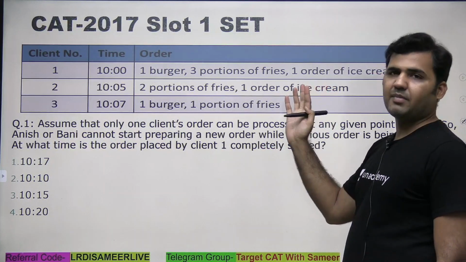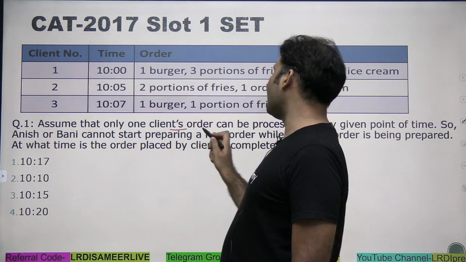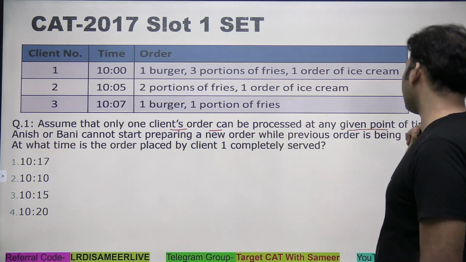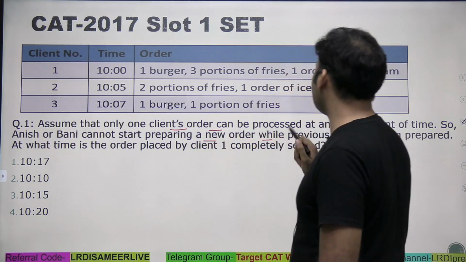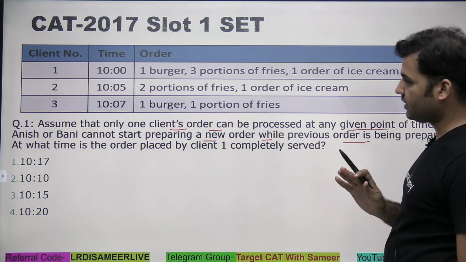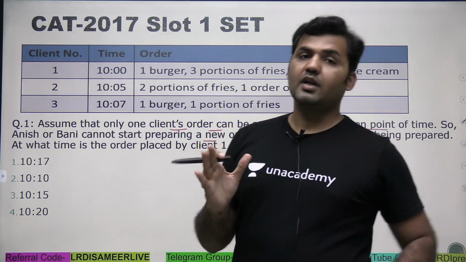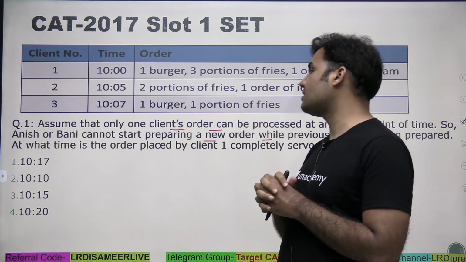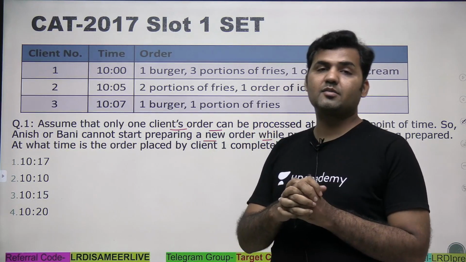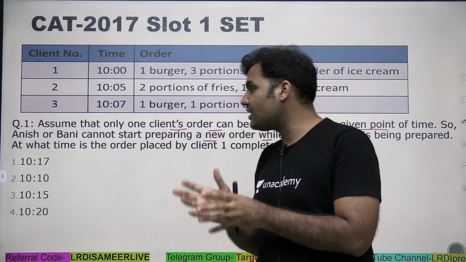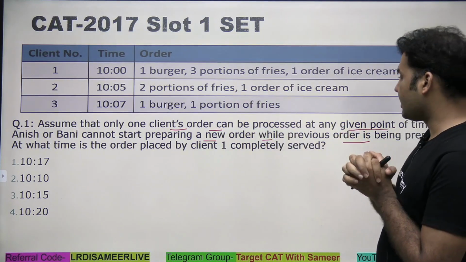So I have put the main part, the table here, to solve the question. It says, assume that only one client's order can be processed at any given point of time. So Anish or Bani cannot start preparing a new order while the previous order is being prepared. So if you want to serve client 2, you first need to serve client 1. So the 2 employees that this food joint has first have to serve all the items of the order of client 1, and then they can switch to client 2.